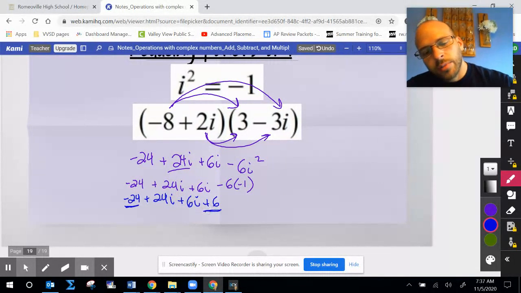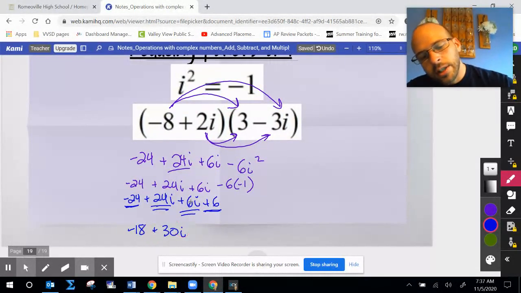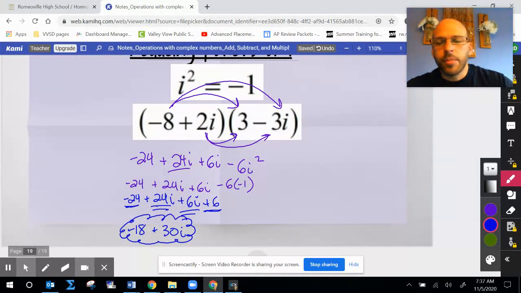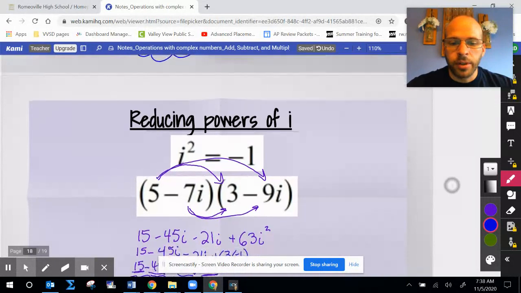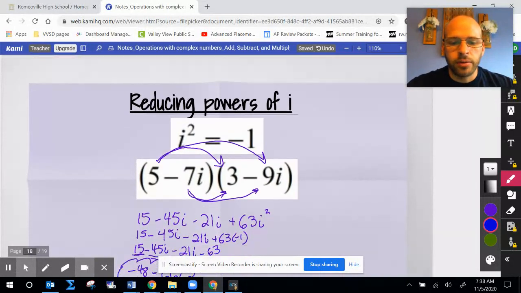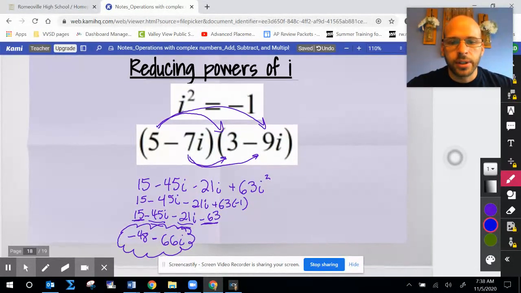Combine my like terms. So the real numbers, negative 24 plus 6 is going to be a negative 18. And then 24i plus 6i is 30i. So I have my real number plus my imaginary number. That's my complex answer. And that is how we multiply complex numbers. Remember, i squared is a negative 1. So this is how we multiply complex numbers.